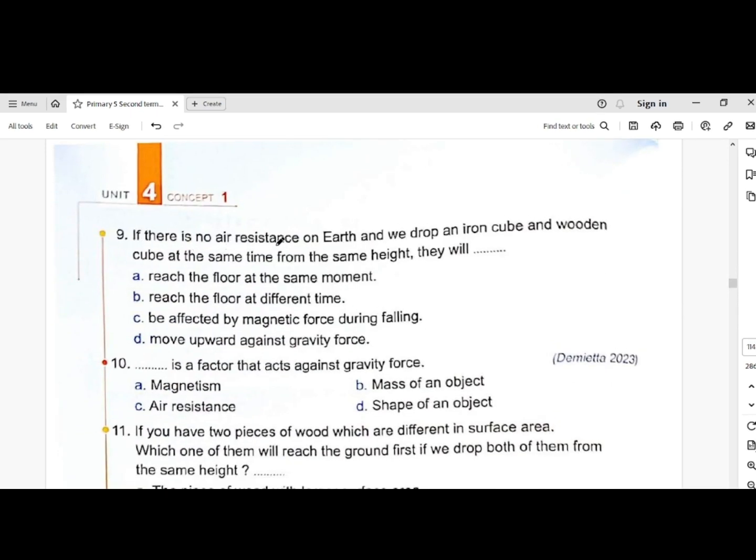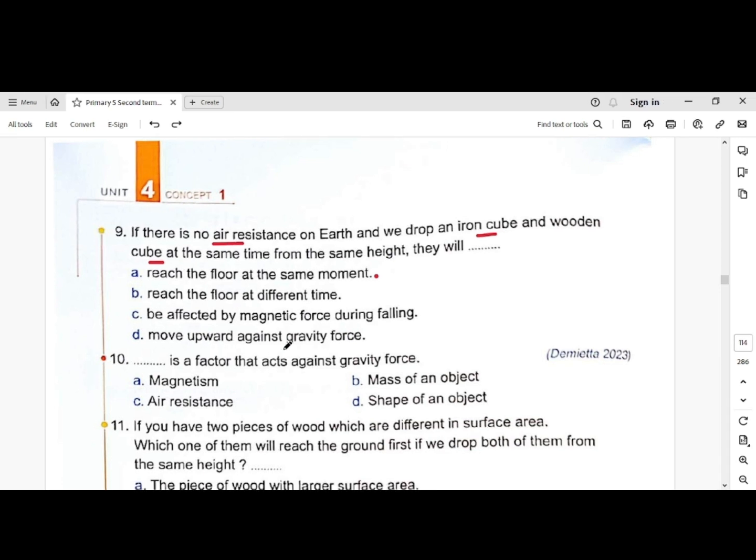If there is no air resistance on Earth and we drop an iron cube and a wooden cube at the same time from the same height, they will reach the floor at the same moment, reach the floor at different times, be affected by magnetic force during falling, move upward against gravity force. إجابتنا reach the floor at the same moment. Space is a factor that acts against gravity force. Magnetism ولا mass of an object ولا air resistance ولا shape of an object.